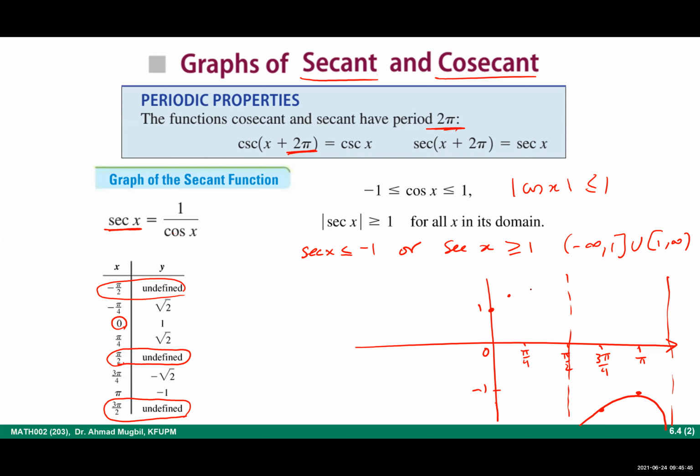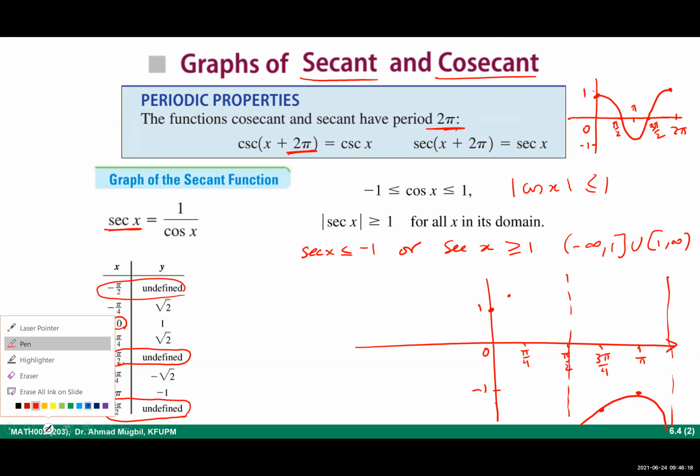So the best way to sketch the graph of secant is to recall the graph of cosine. Do you remember the graph of cosine? This is the graph of cosine, Shabab. The period is 2π, from 0 to 2π. What we have here, this is at the middle. Here we have π. Here we have 3π/2. Here we have π/2. And the maximum is 1. The minimum is -1. Now, this is the graph of cosine.